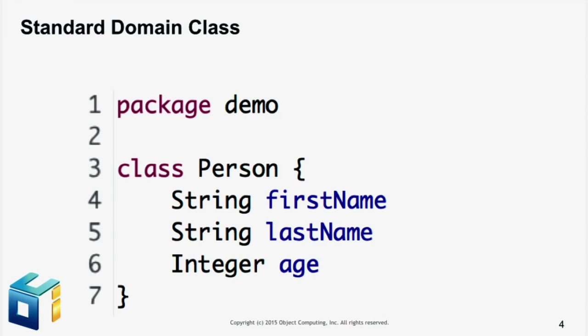Here's a standard, really simple, hello-world kind of domain class in a Grails application. Of course this would be defined under grails-app/domain. We've got a class that declares some properties, and that's a perfectly valid domain class, just like it is.